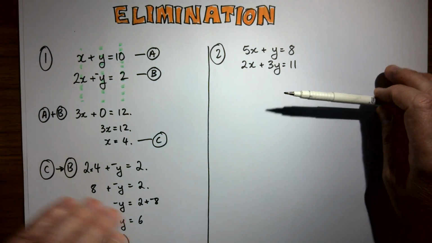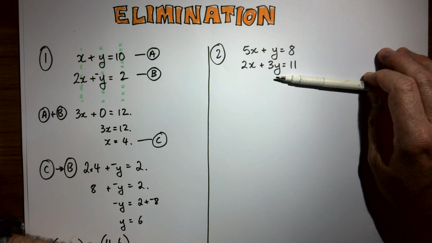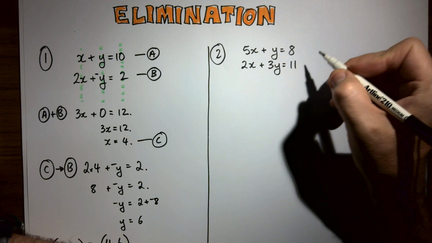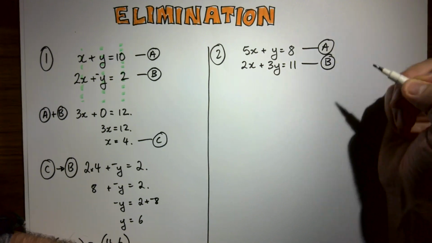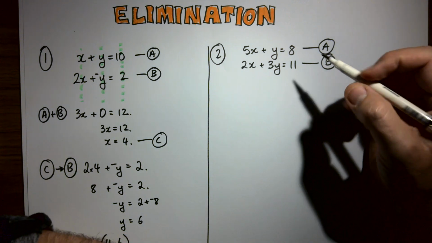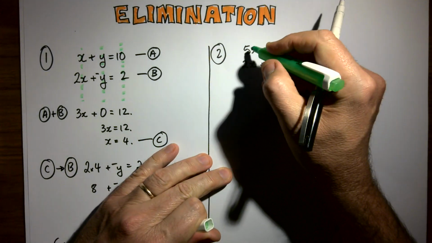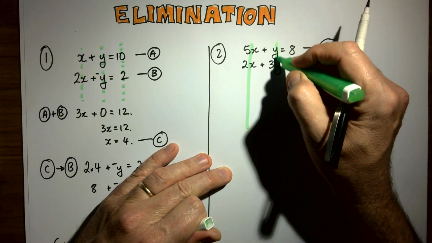So let's look at this one over here. If they're asking you to do this one by elimination, you've got some toing and froing to do here. Again, same as before, let's give it a label, give it a name. And we are definitely going to keep them in their columns. I'm just going to do that.